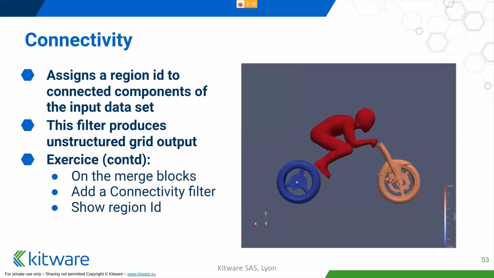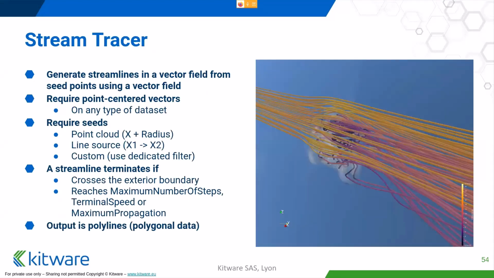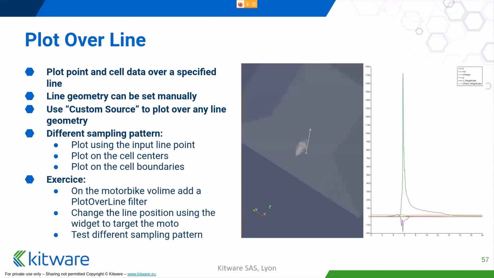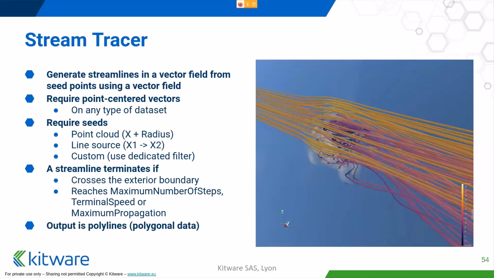There is also the connectivity filter that will let ParaView compute if some part of the data set is connected or not. And finally, we also have the stream tracer. Of course, the stream tracer is very important when we do CFD. What is a stream tracer? Basically, you generate streamlines in a vector field from your seeds.